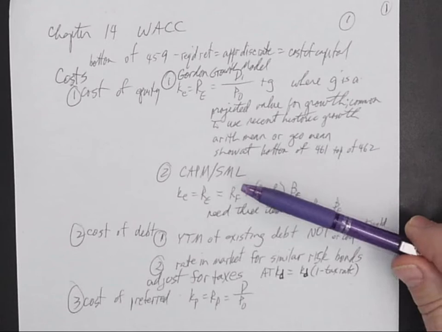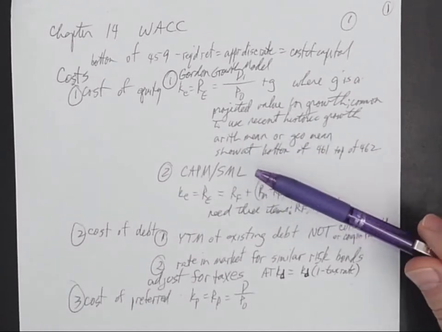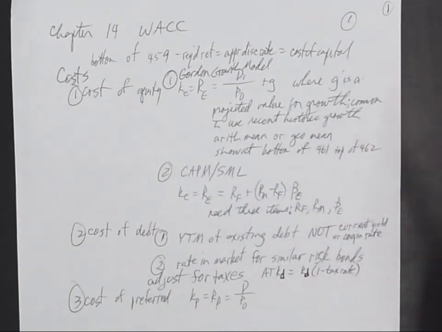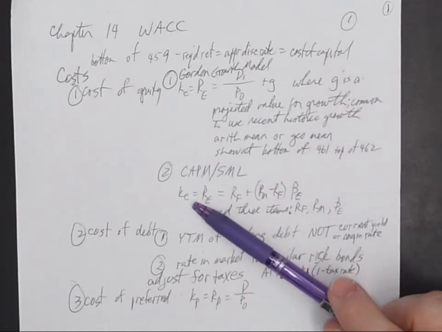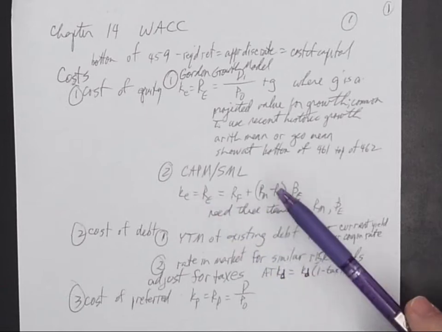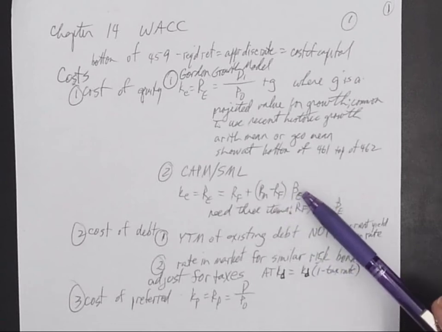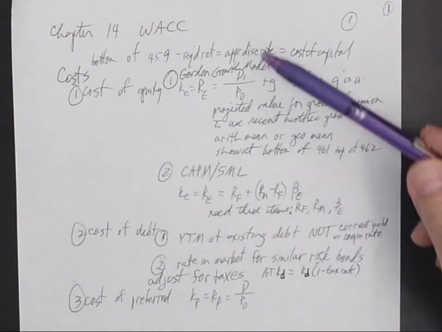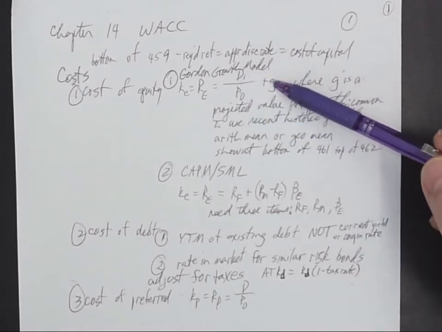The other version is the capital asset pricing model slash security market line. And again, the capital asset pricing model is the whole model. The security market line is the line in the model. And it just says that the required return on equity should be equal to the risk-free plus the market risk premium, which is RM minus RF, times the beta. So we need three pieces of information here, RF, RM, and the beta. And up here, we need three pieces of information, D1, P0, and G.